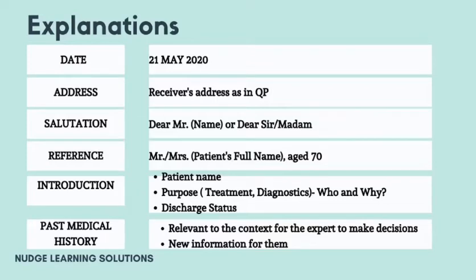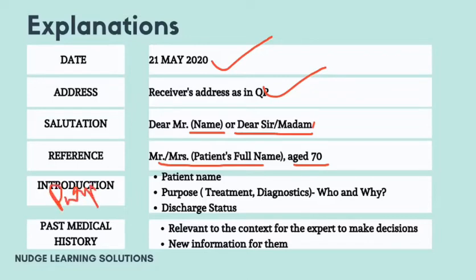Now just explaining the same thing. First we write the date, then the address, then the salutation. In the salutation, if the name is provided, in this case it was Miss Pasquale, we will write Mr. or Mrs. or Miss. If the name is not given, we write dear sir or madam. Then in the reference we write the patient's full name and age. In the introduction we provide the purpose of this letter. That is, we will say this patient is in need of a particular treatment, and he needs this particular type of assistance from your side.